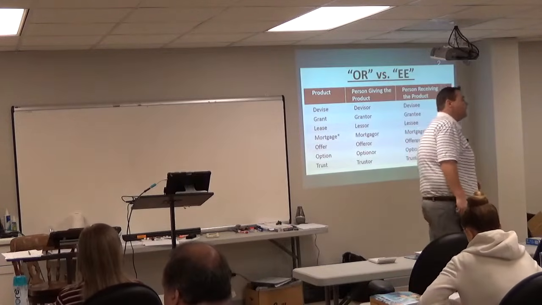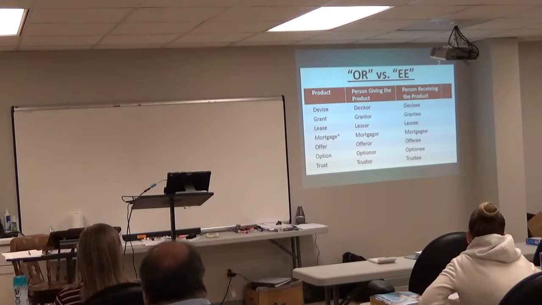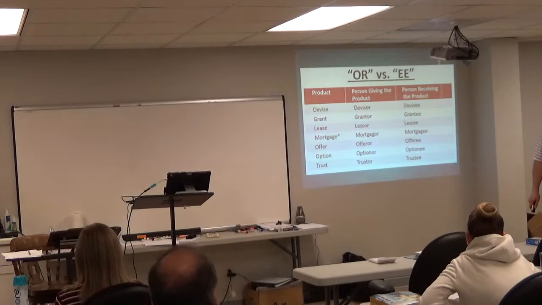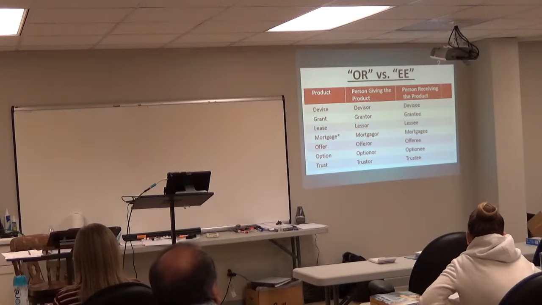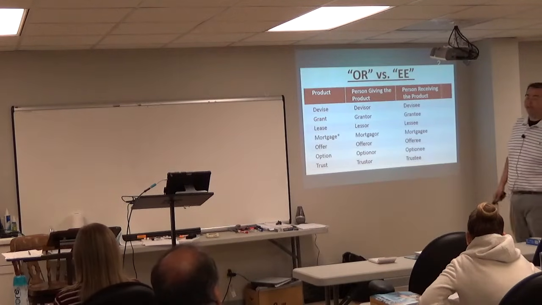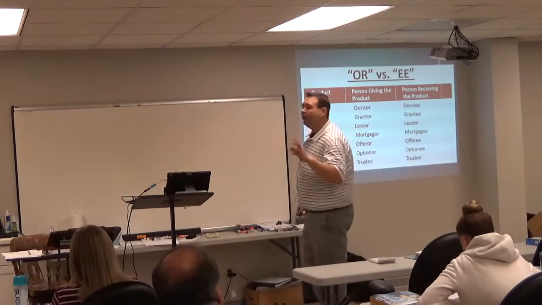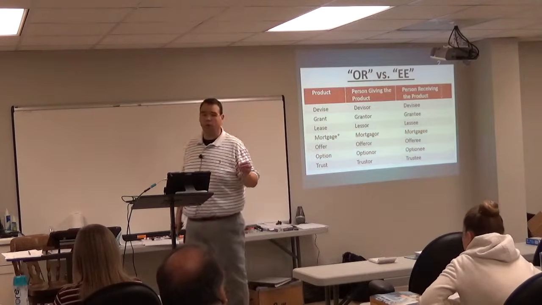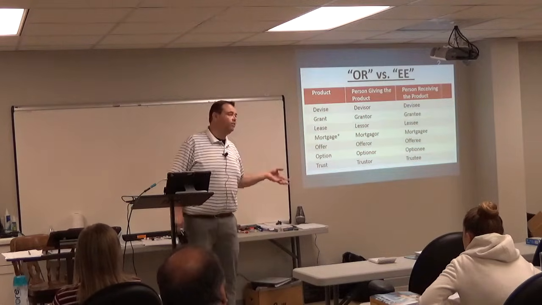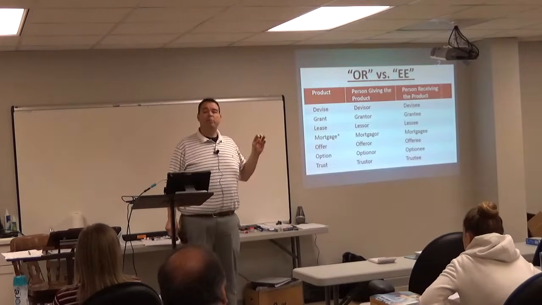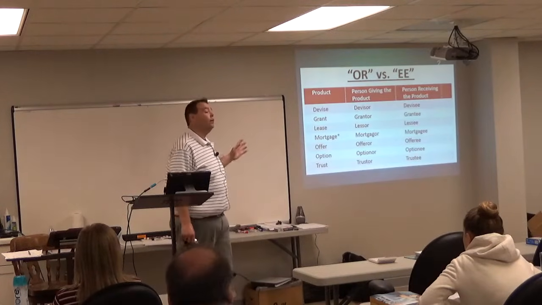First thing we need to talk about is vocabulary. You're going to see these suffixes. A suffix is just something we stick on the end of a word that changes its meaning. You're going to see these two suffixes, OR and EE, a lot throughout this class, so I want to make sure that we have an understanding of what they mean before we even get going. OR, when you see it at the end of a word, means giver. That's the person doing the giving of whatever we're talking about.